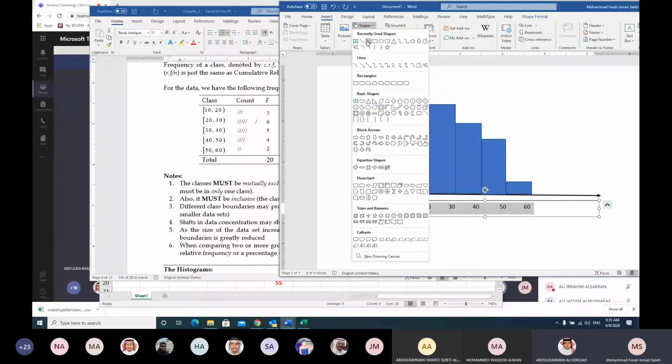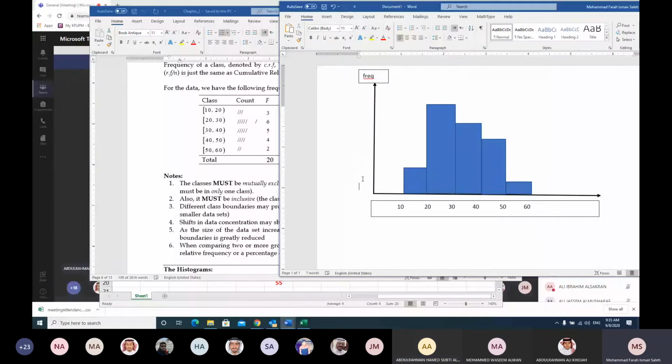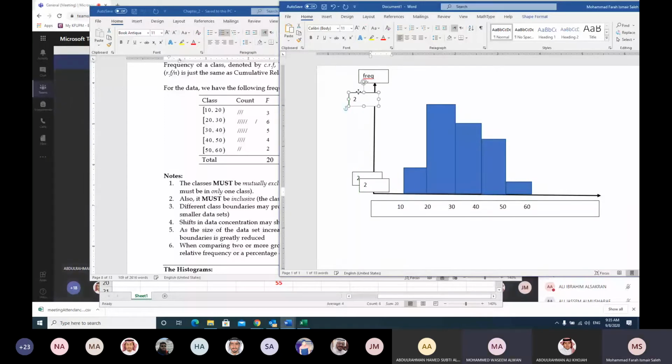If we insert this, be careful, here we put frequencies. The minimum frequency is what? 2. And the maximum frequency is this point, 6. Between them we have 3, 4, 5. Clear?